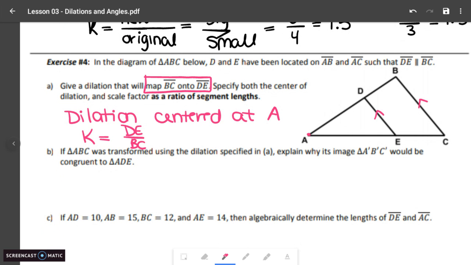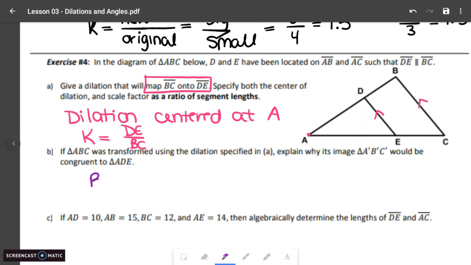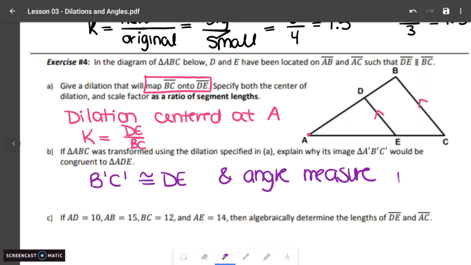In triangle ABC, if it was transformed, why would it now be congruent? Well, we're mapping BC onto DE, right? So just one possible way to show is that we would know B prime C prime is congruent to DE. So that would be the new one here on this line. And remember, angle measure is preserved. So you can really use any combination. Like we can see angle side angle, or angle side, but we have that one side in there that shows that they have to be congruent.